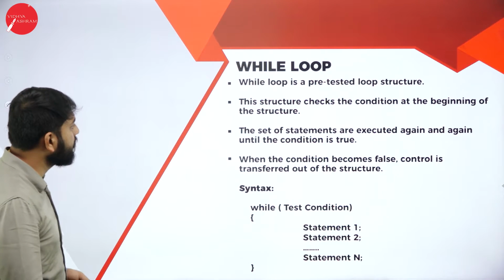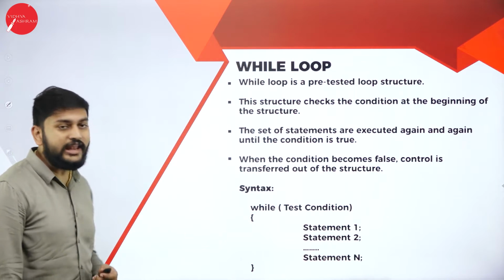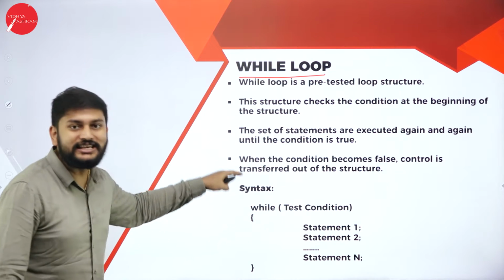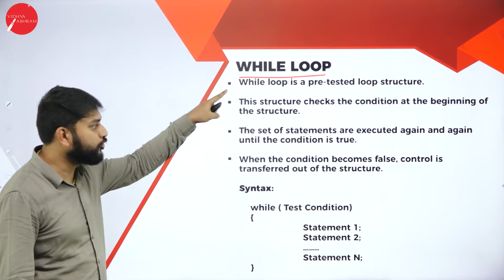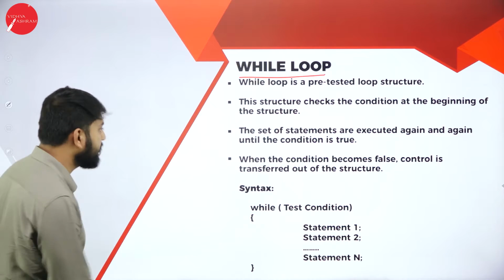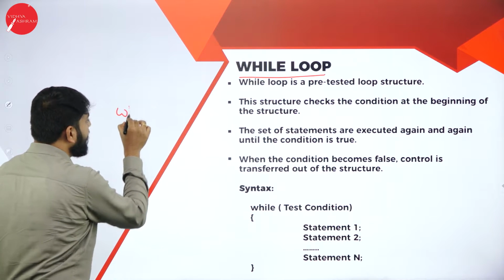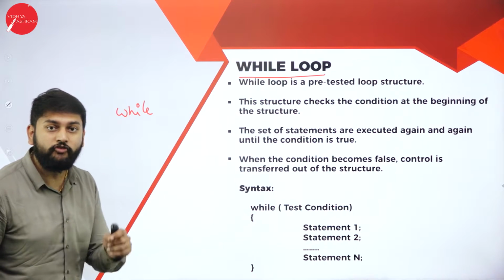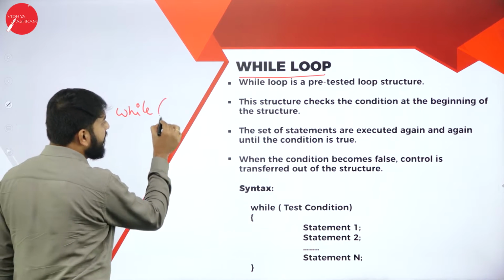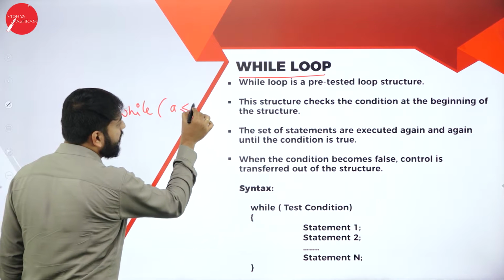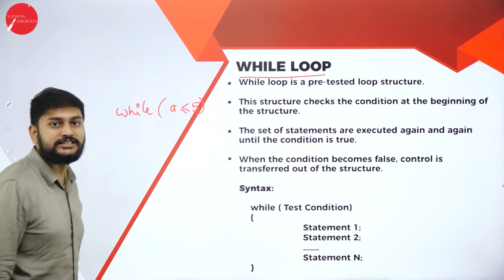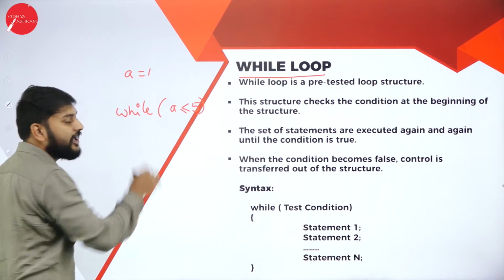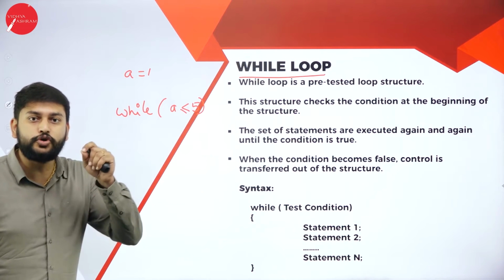So moving on to the next one, that is the while loop. What exactly is the while loop all about? Let me discuss this syntax and then I'll come to all these points. Listen carefully. What do I have to write here? First, the keyword while. After that, I give a is less than or equal to 5. What is the value of a right now? Let us imagine the value of a is 1.